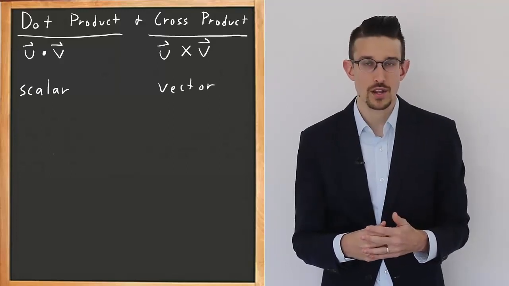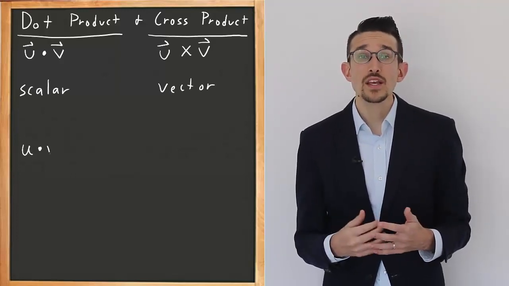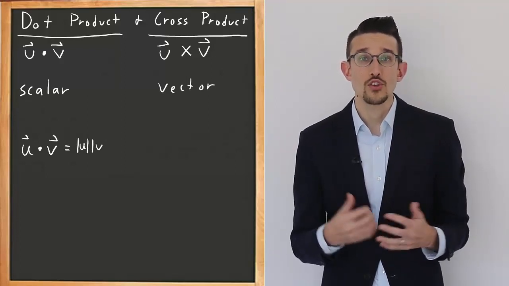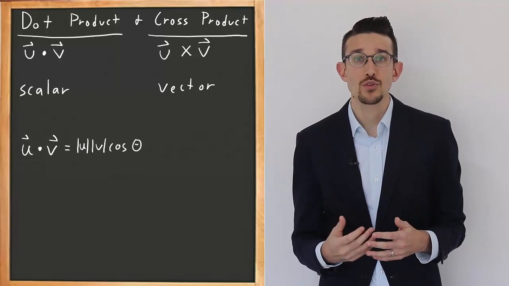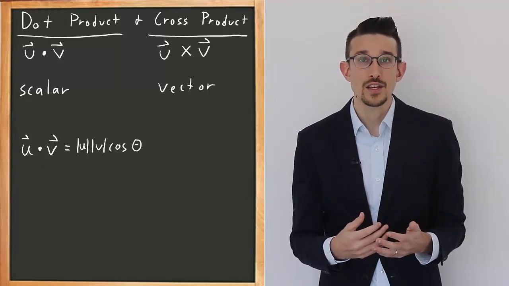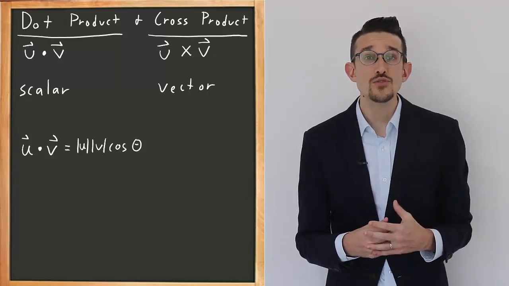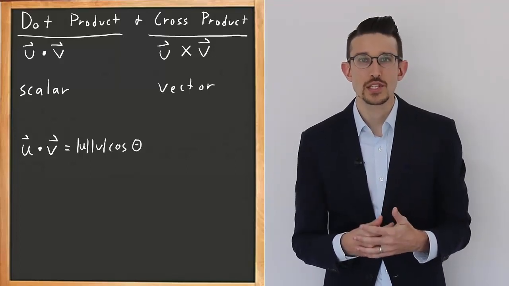There's one key concept that your students need to understand, and that comes from the formula u dot v equals the magnitude of u times the magnitude of v times the cosine of the angle between u and v. As your students know, the cosine of 90 degrees is 0.